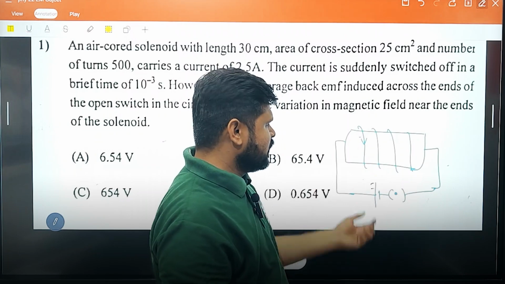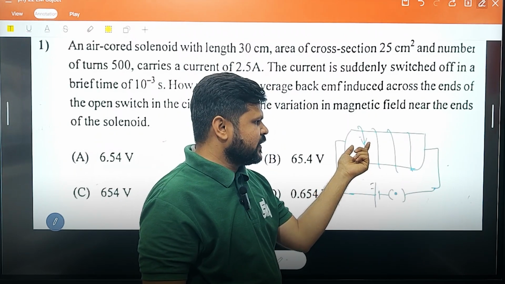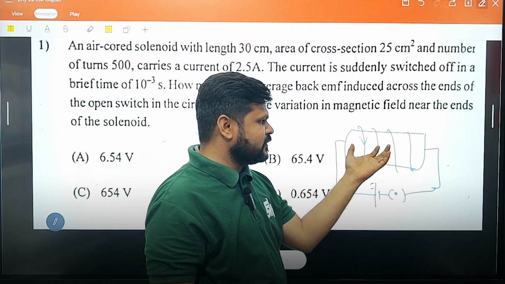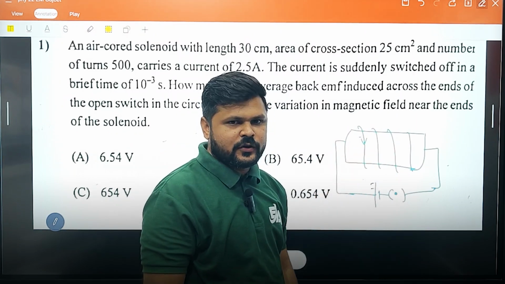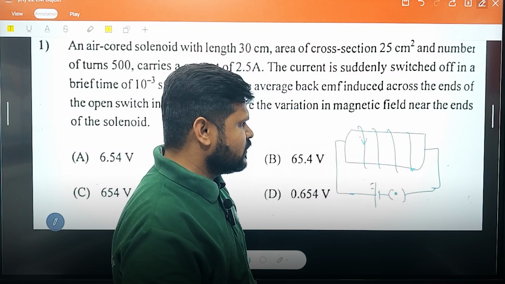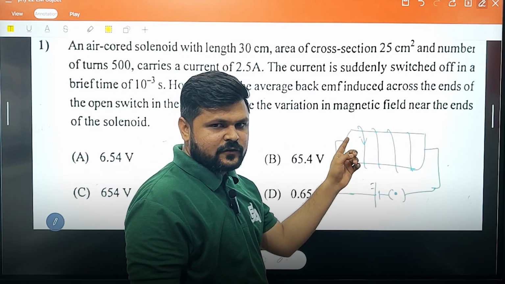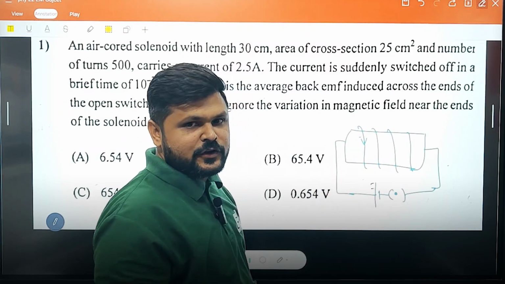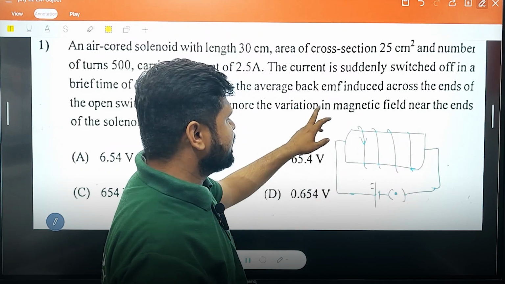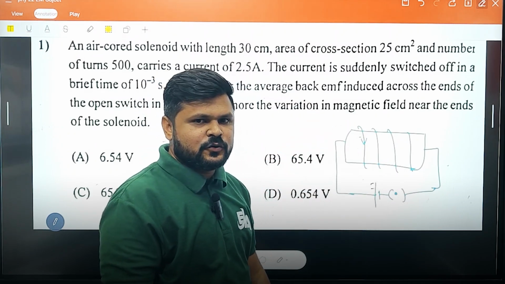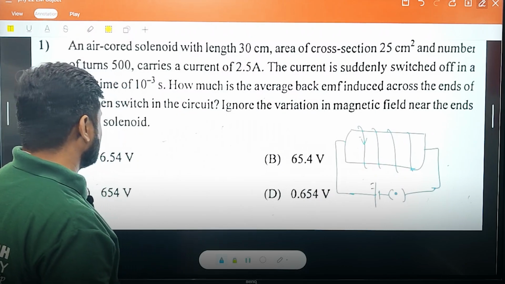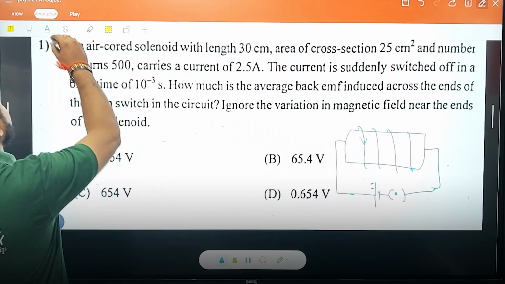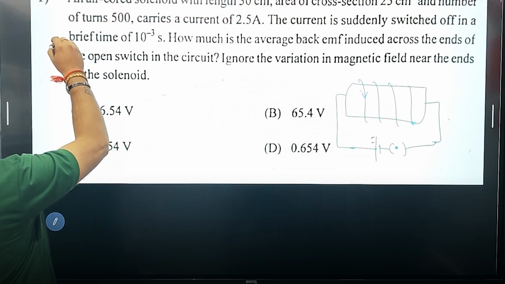So what will happen? When current is flowing in the solenoid, there is some magnetic field in the solenoid. But when current becomes 0, the magnetic field in the solenoid becomes 0. This change in magnetic field leads to the induced EMF in the solenoid, and that is the only question: to find the induced EMF. So we will use Faraday's law to solve this MCQ.